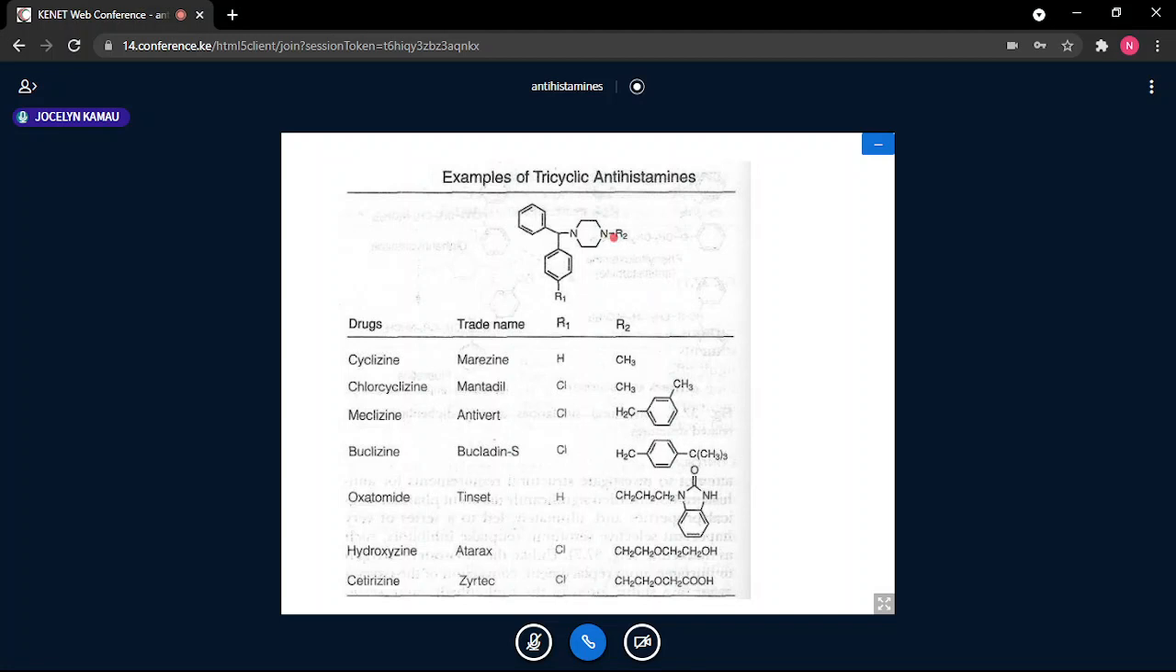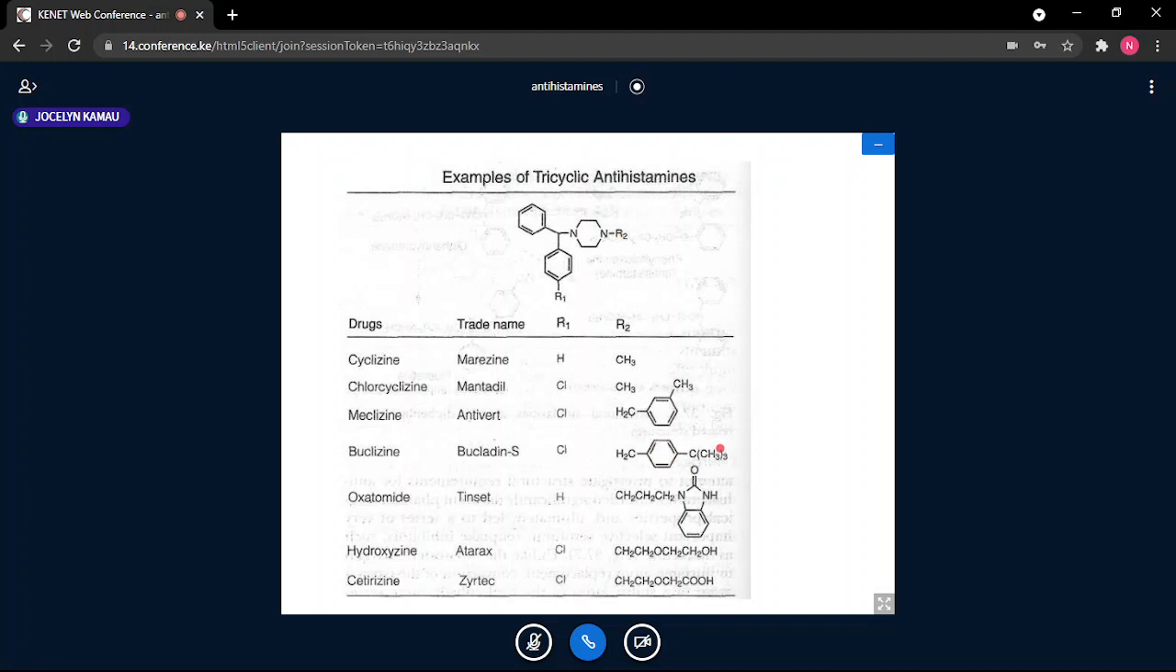Of course, you can see the first substitution is a CH2, so at least there is a little decrease. Instead of this being directly attached to that nitrogen, there is still a CH2, which means that nitrogen still retains its basicity. Then again you can see buclizine. From the name, you can see you have a butyl group there. Again, you have a CH2.